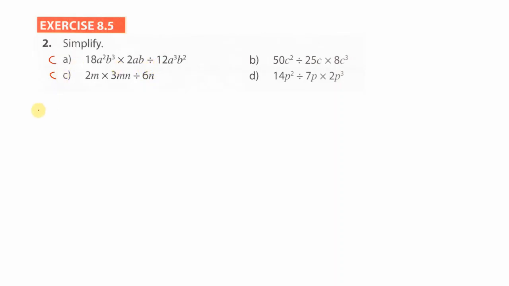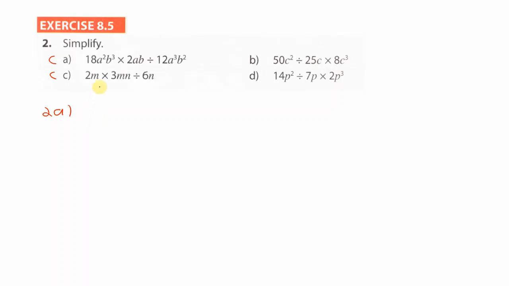So let's look at number A. We are multiplying and dividing. The rules basically stay the same. It's just a bit more focus. So we first look at the signs. We have a positive times a positive, which is a positive. A positive divided by a positive is still a positive. So we know we are going to have a positive answer.